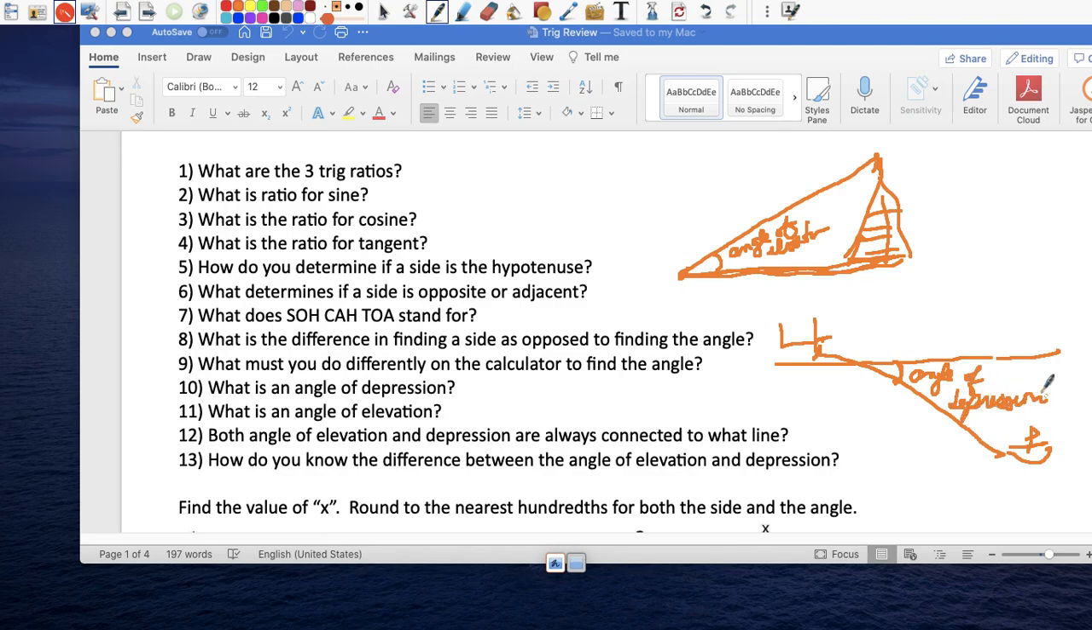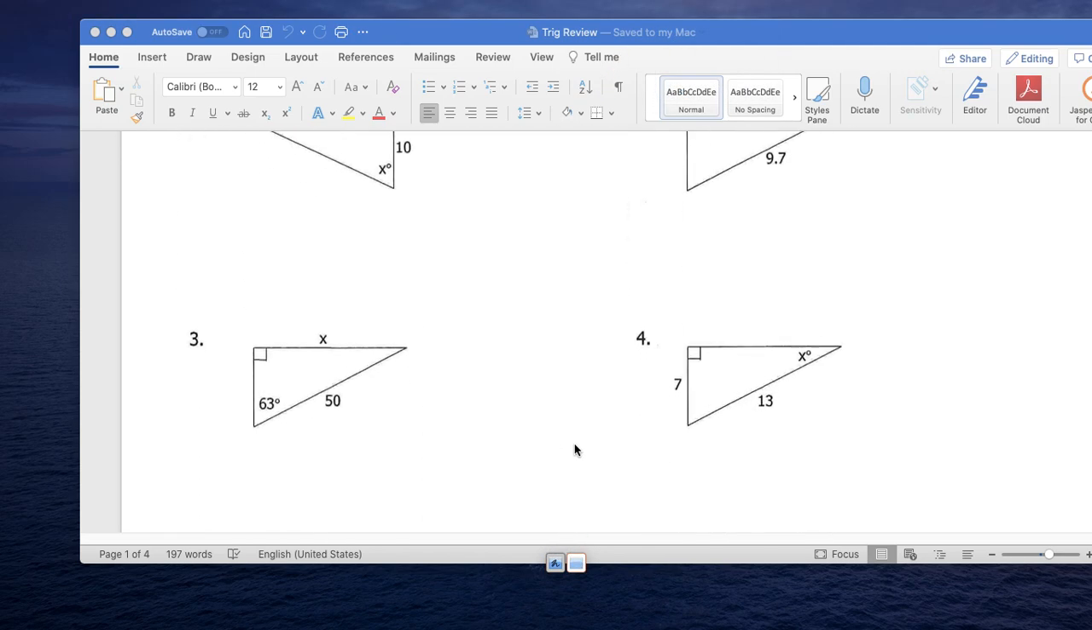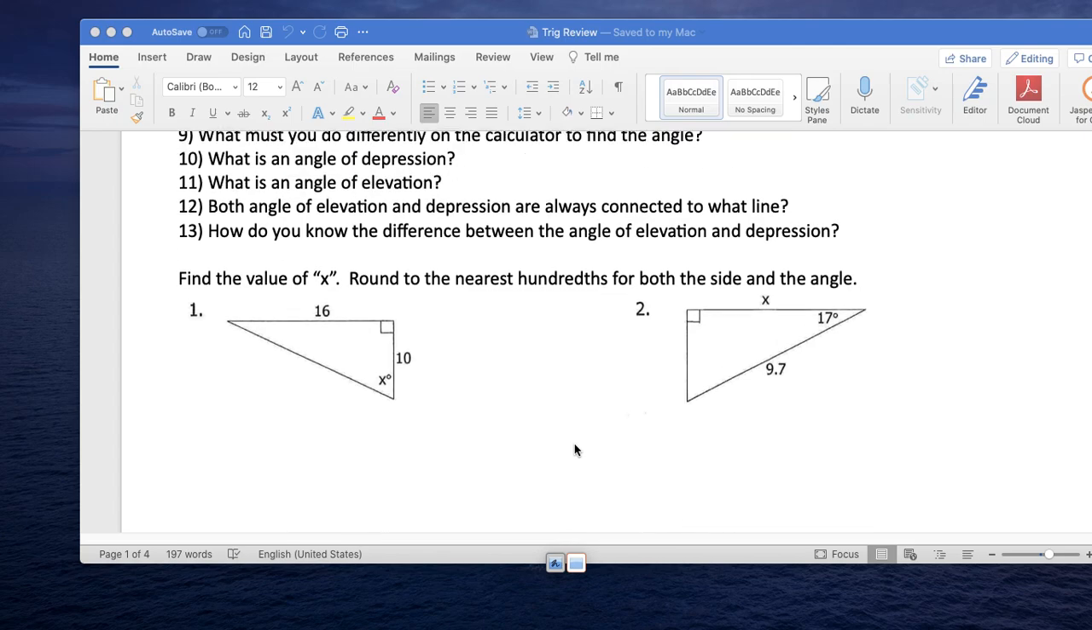Okay. How do you know the difference? Well, it depends on the word problem, right? So that's what's going to determine the angle of elevation or depression. So elevation, obviously, you're thinking of going up. Depression, obviously, you're thinking of going down. Okay, so just a few things. I don't think I'm going to do all of them because there's a lot of questions, but I'll do some.